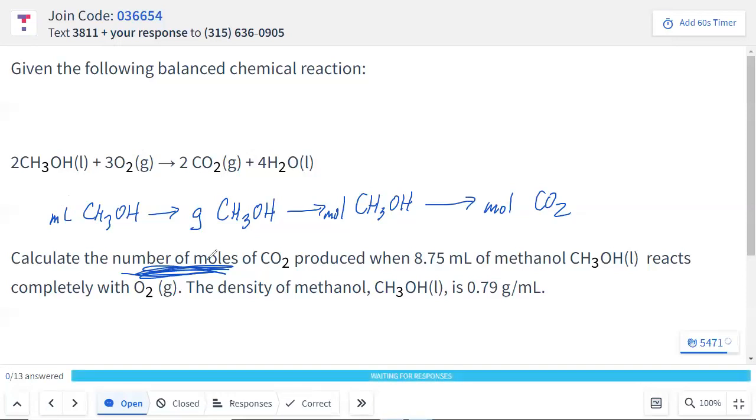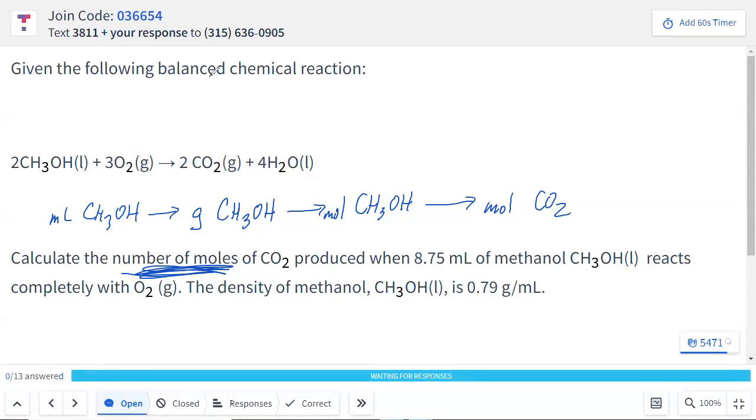So there are a number of ways to do this first conversion. You can use the algebraic method. So you can say, okay, well, density is mass over volume. And so I could set up an equation, 0.79 is equal to x over 8.75 and solve for x. Perfectly reasonable way to get the mass.